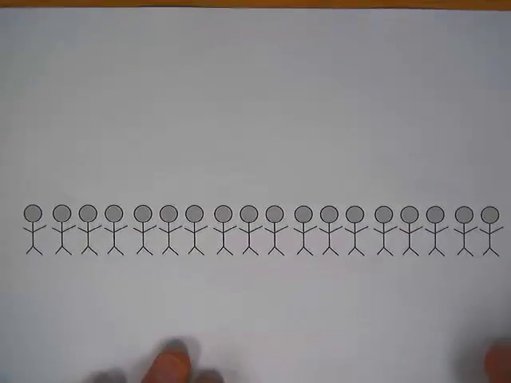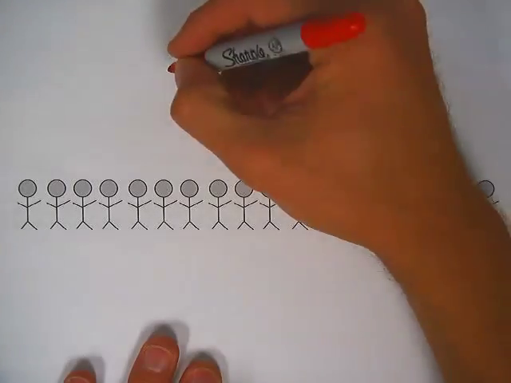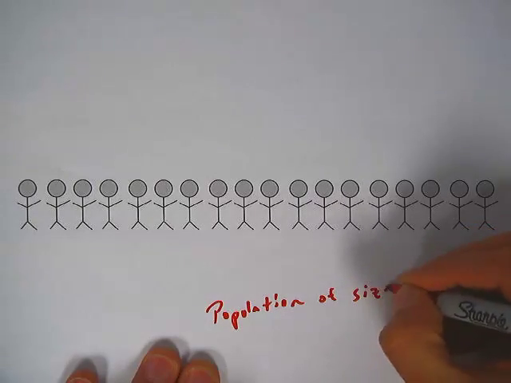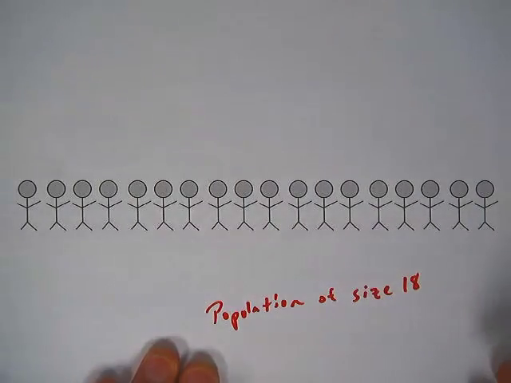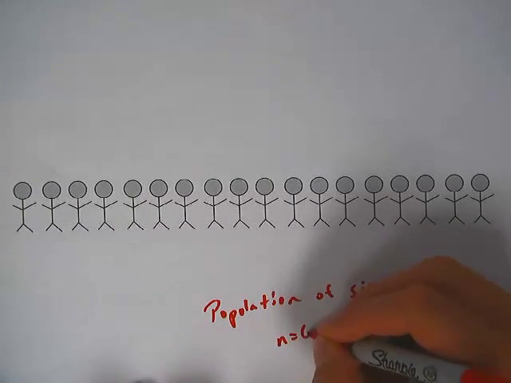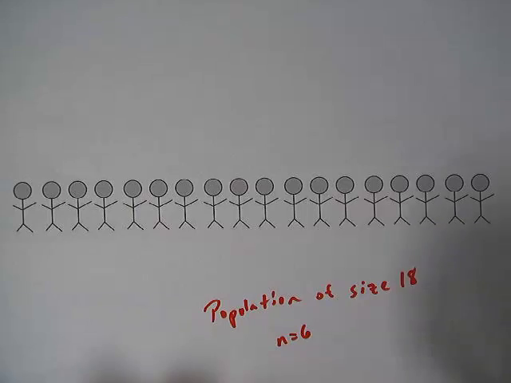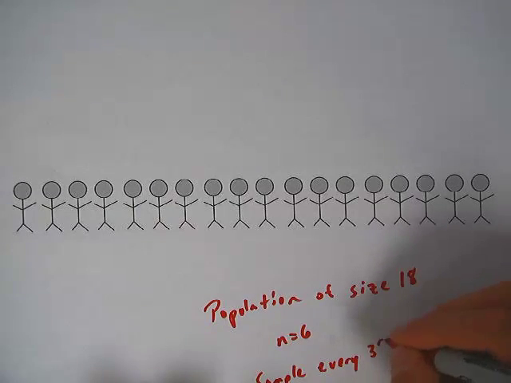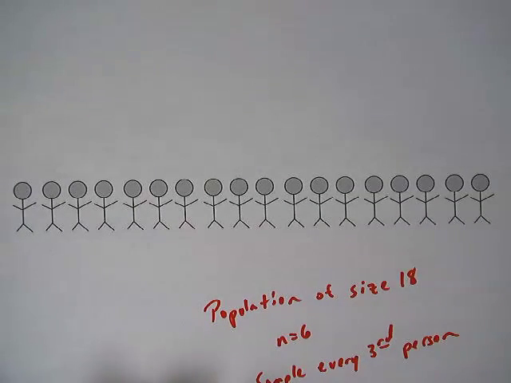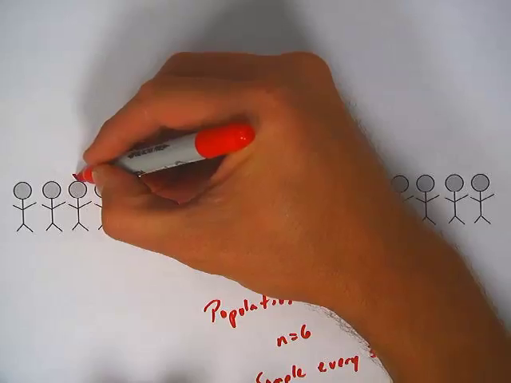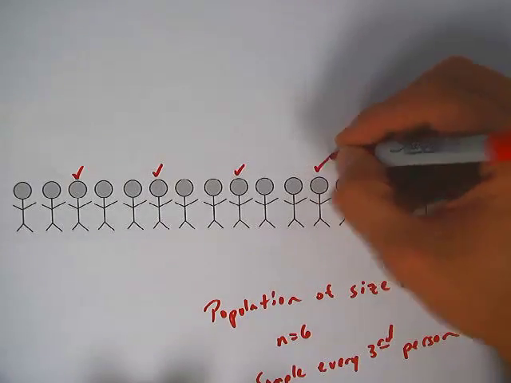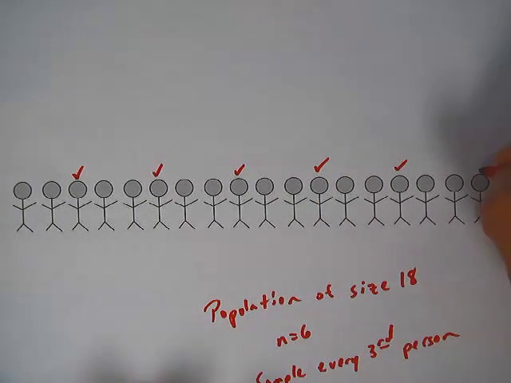Okay, just to see how that would work, I have a smaller population here, of size 18. So there's 18 little guys here. And let's say I'm looking for a sample of size n equals 6. So what that would mean is I would need to sample every third person. Then each of those 6 people will become my sample. So if I sample every third person, I would sample the third person, the 6th person, the 9th person, the 12th person, the 15th person, and the 18th person.